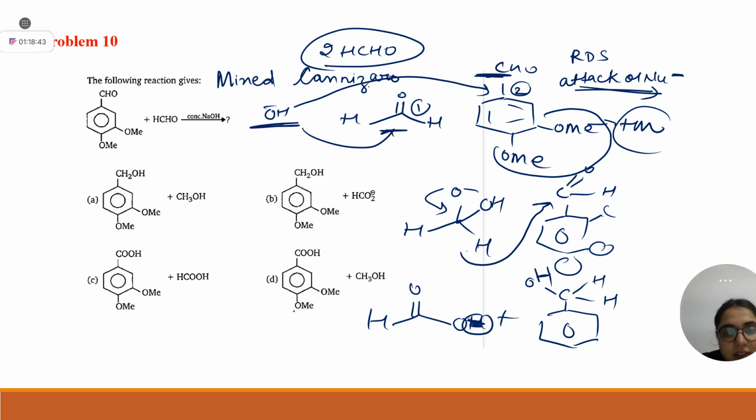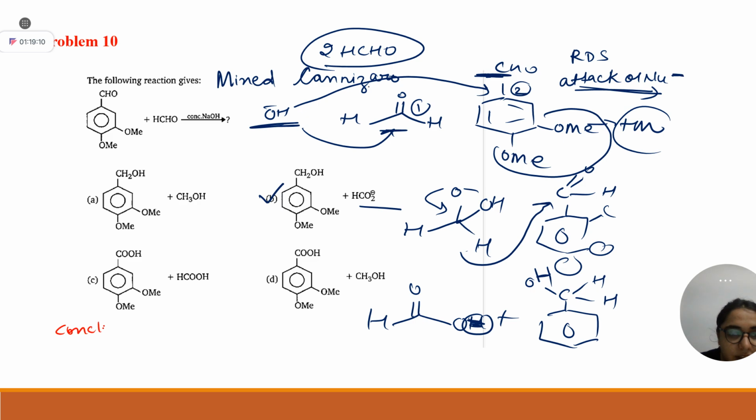So which option is this? Concentrated NaOH is there. So students, option number B is correct. CH2OH and HCO negative. Clear now, students, why option number B is correct? Yes, ma'am. Okay.